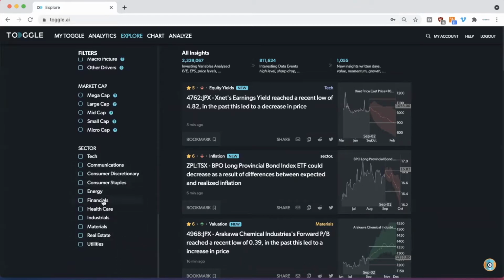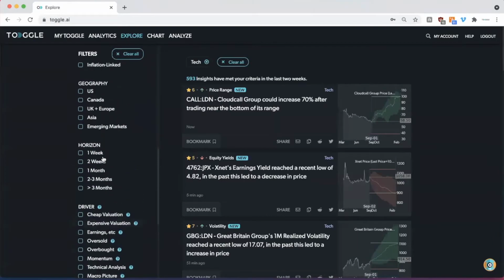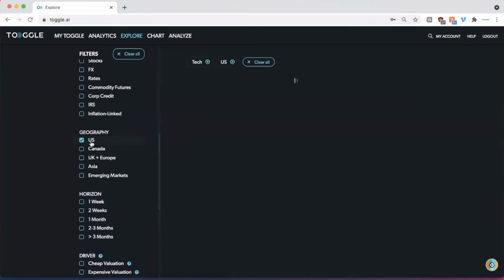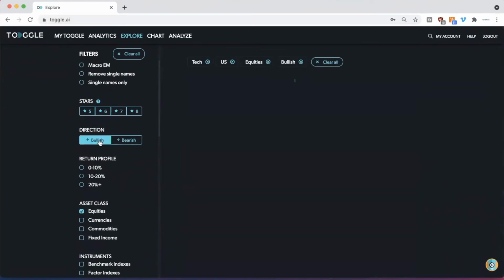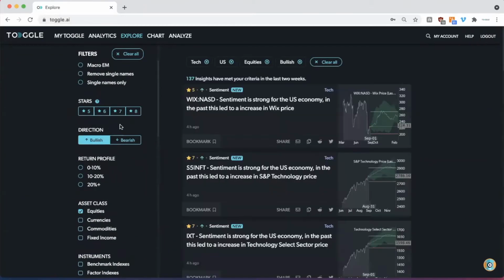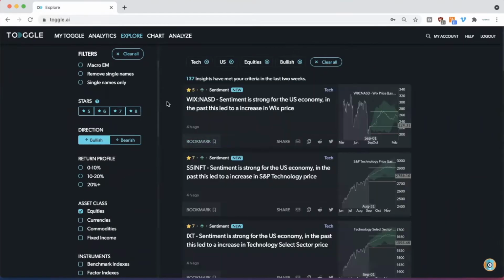After you select your different filters, the system brings up all the insights in the past 2 weeks that meet that criteria. For example, if I were looking at assets in the tech sector, US assets, specifically US equities, and I wanted a bullish insight and only 8 stars, the system, well, 0 have met in the last 2 weeks, but let's take that out.